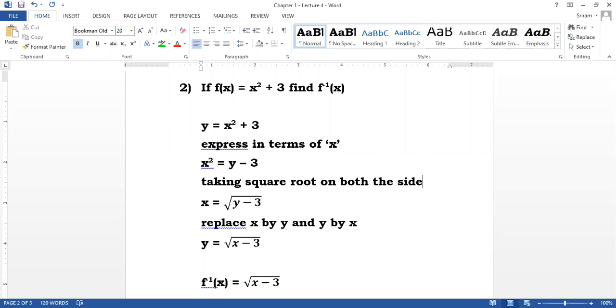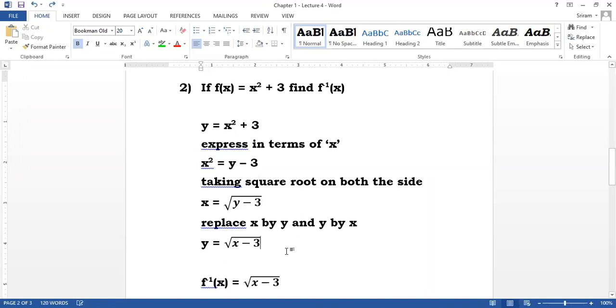Now we got some idea. We have expressed x in terms of y. So now what are we going to replace? We are going to replace x by y and y by x.